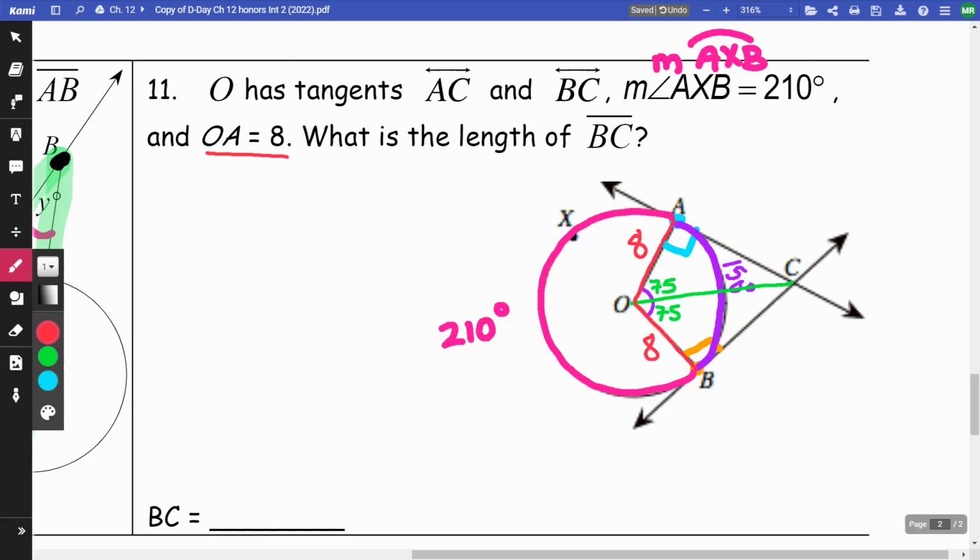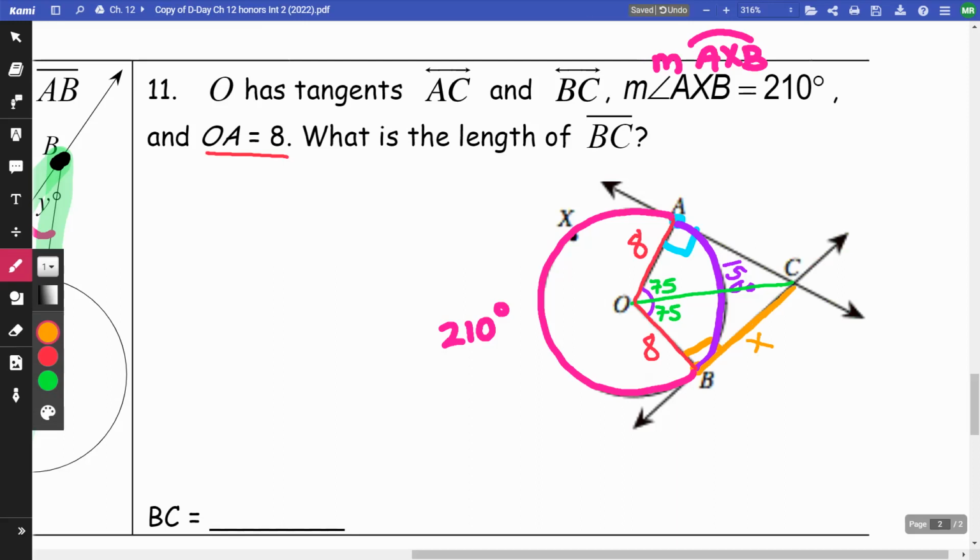And we want to find the length of BC. So the length I'm looking for, I'm going to darken it. I'll do it in orange. This is the length I want to find right there. Okay, so let's just call that X. That's what I'm trying to find.